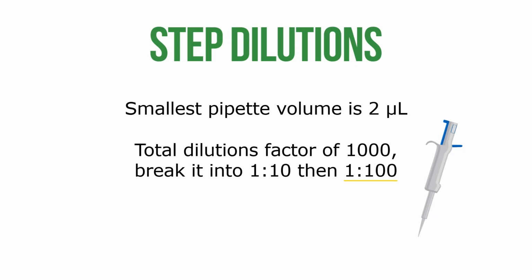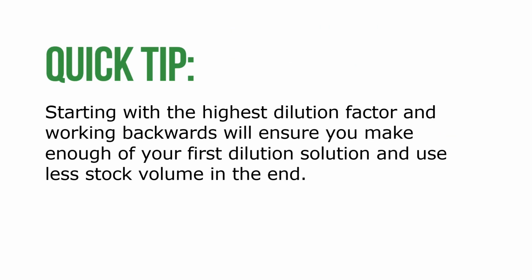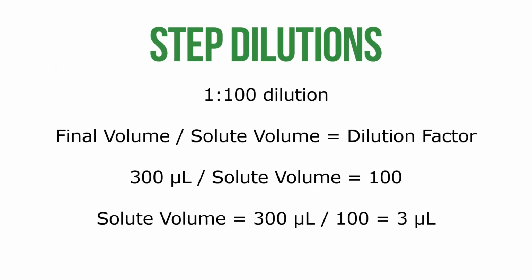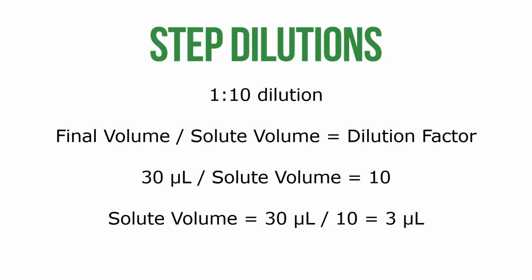Let's solve for the 1 to 100 dilution formula first and work backwards from our end volume of 300 microliters. Starting with the highest dilution factor and working backwards will ensure we make enough of our first dilution solution and use less stock volume in the end. We'll plug the needed values into our dilution factor equation. 300 microliters divided by the dilution factor 100 equals 3 microliters. So we will need at least 3 microliters of the first dilution, the 1 to 10 dilution.